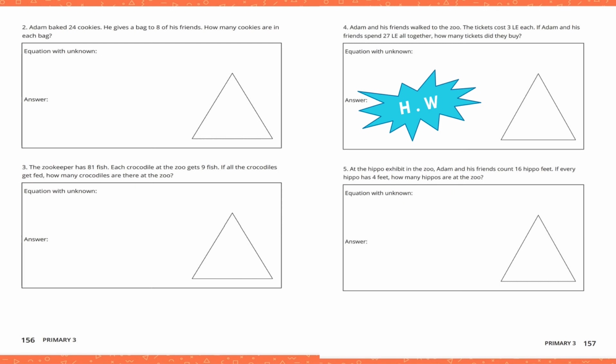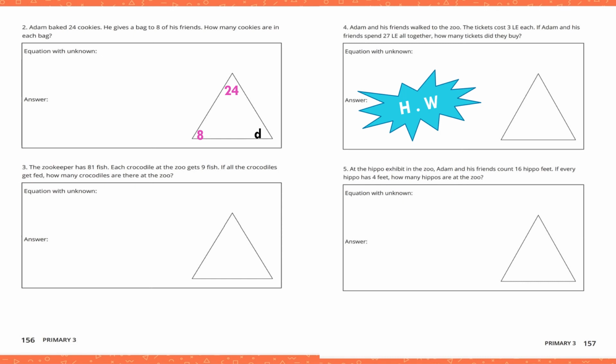Adam picked 24 cookies. He gives a bag to 8 of his friends. So, to know the number of cookies in each bag, we have to distribute the 24 cookies into 8 friends. Distribute means divide. So, to write the numbers in the triangle of fact family, we will write the big number in the upper of the triangle and the two small numbers in the below. So I will write 8 and D in the below and 24 in the upper.